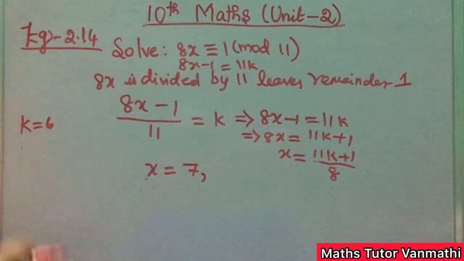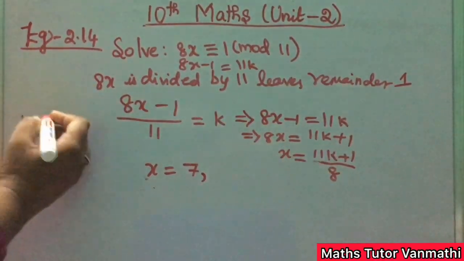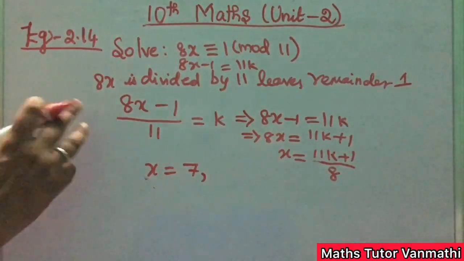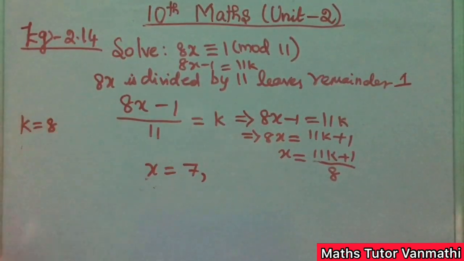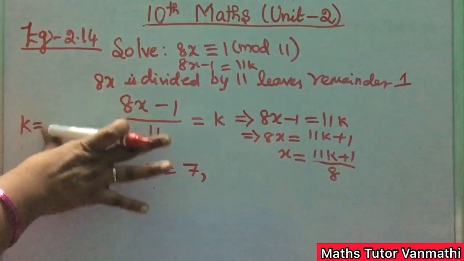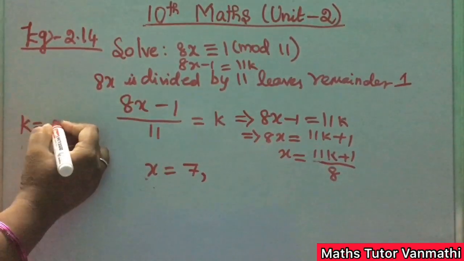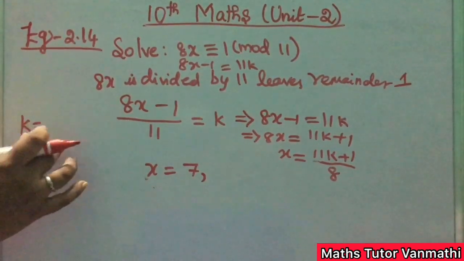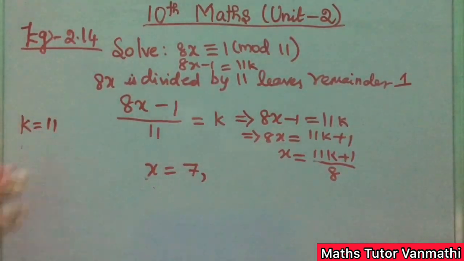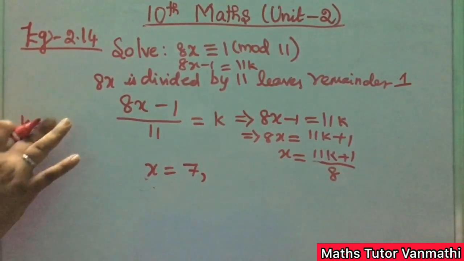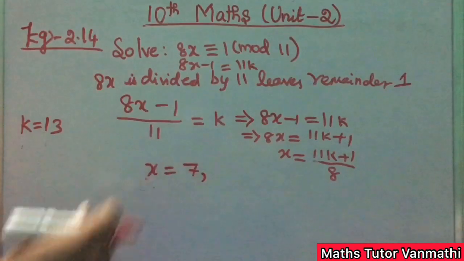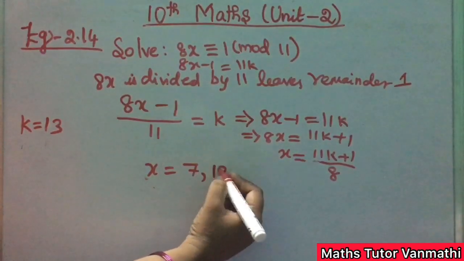66 plus 1, 67. Cannot be divided by 8. Then again put 7. 11 sevens are 77. 77 plus 1 cannot be divided by 8. And put again 8. 88 plus 1, 89. Cannot be divided. Next 9. 99 plus 1, 100 cannot be divided by 8. Okay, then 11. That also cannot be divided by 8. Further 13 you put. 11 into 13 plus 3. You will get the answer as 18.